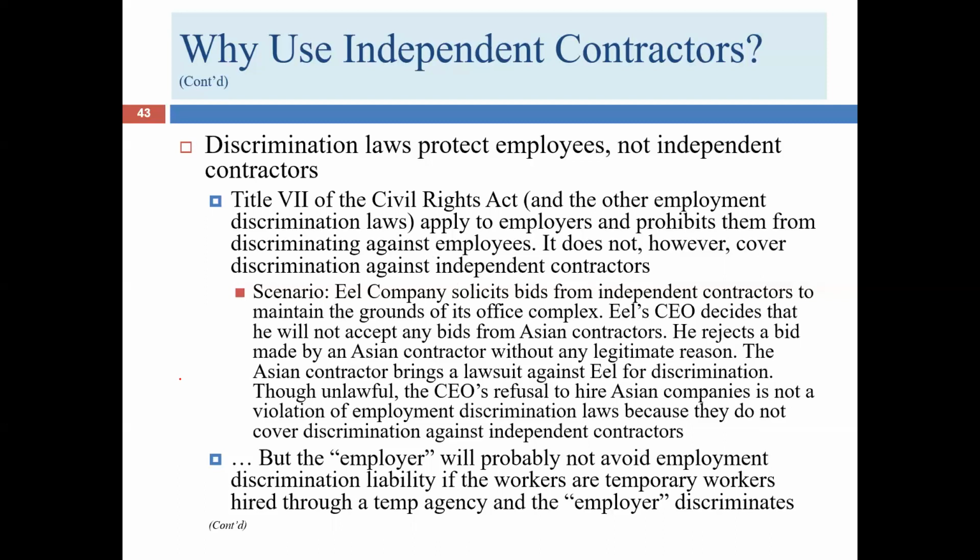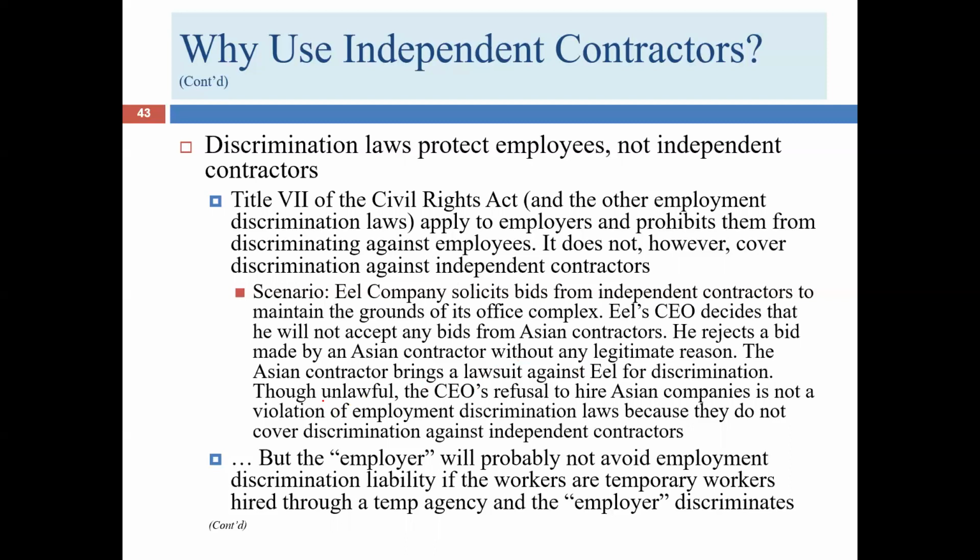Let's consider this scenario. So Eel Company solicits bids from independent contractors to maintain its grounds. It's a landscaping, basically, bid. The CEO decides he will not accept any bids from Asian contractors. He does actually get one, and he rejects that bid, but he doesn't have any legitimate reason for doing so. Well, naturally, the contractor is pretty unhappy once he hears about this, and he sues the company for discrimination.